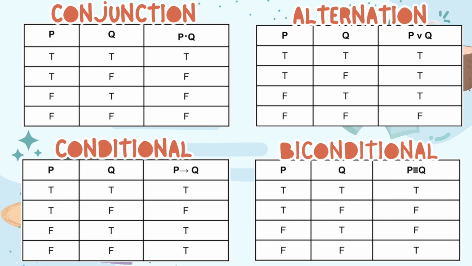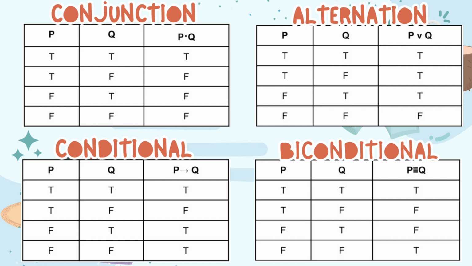Now, how do we determine the logical form of a conditional? Take a look at this table. Here, you will see that the conditional is false only if the antecedent P is true and the consequent Q is false.